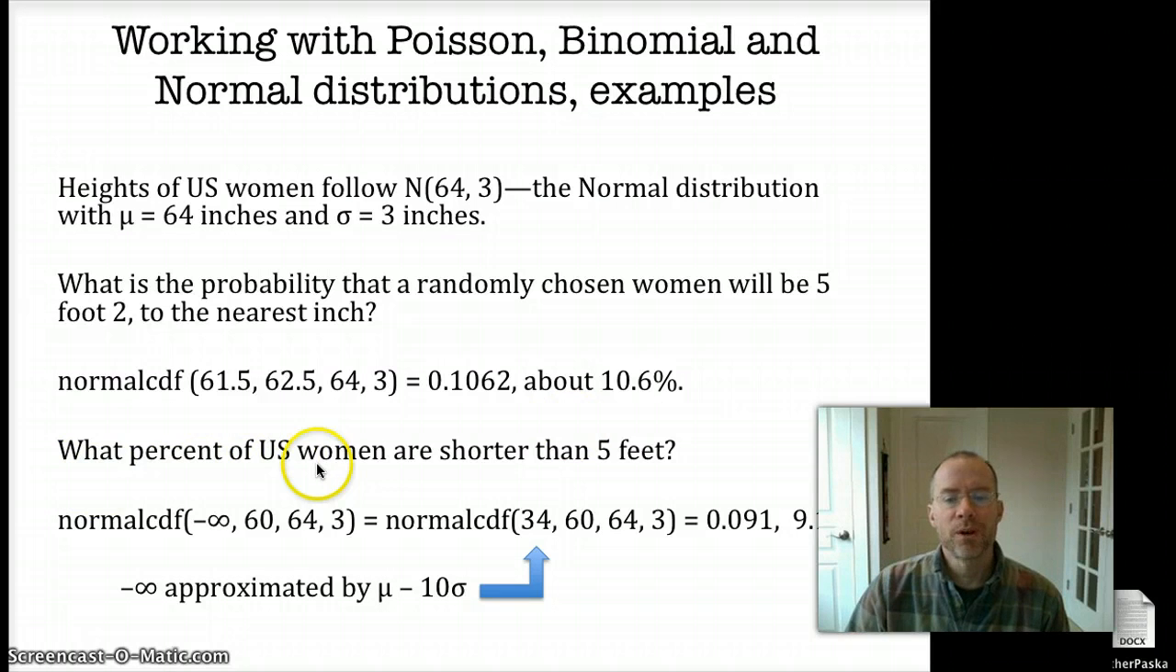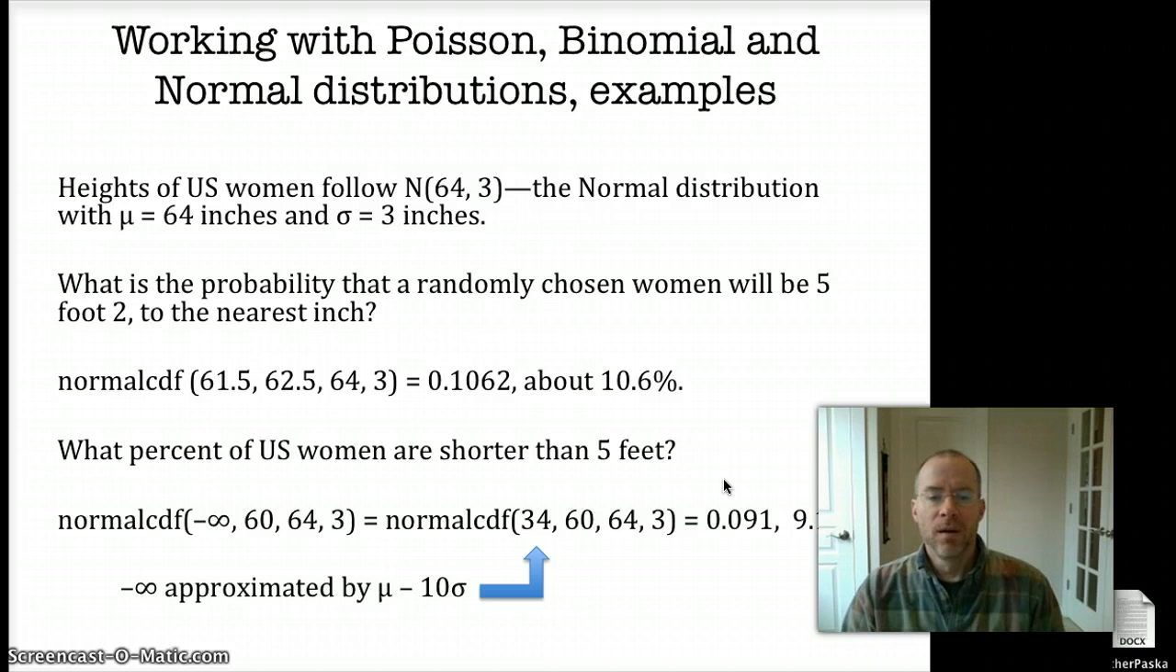What percent of U.S. women are shorter than 5 feet? My wife is 5 feet tall. So that would be a normal curve. Again, if I had a blackboard, I'd draw this. Picture a bell-shaped curve, put 64 inches in the middle of the distribution, locate 5 feet, which is 60 inches, considerably on the lower end, in the left-hand tail of the distribution, and then shade an area under the density curve to the left of 5 feet. It'll be an entire tail.